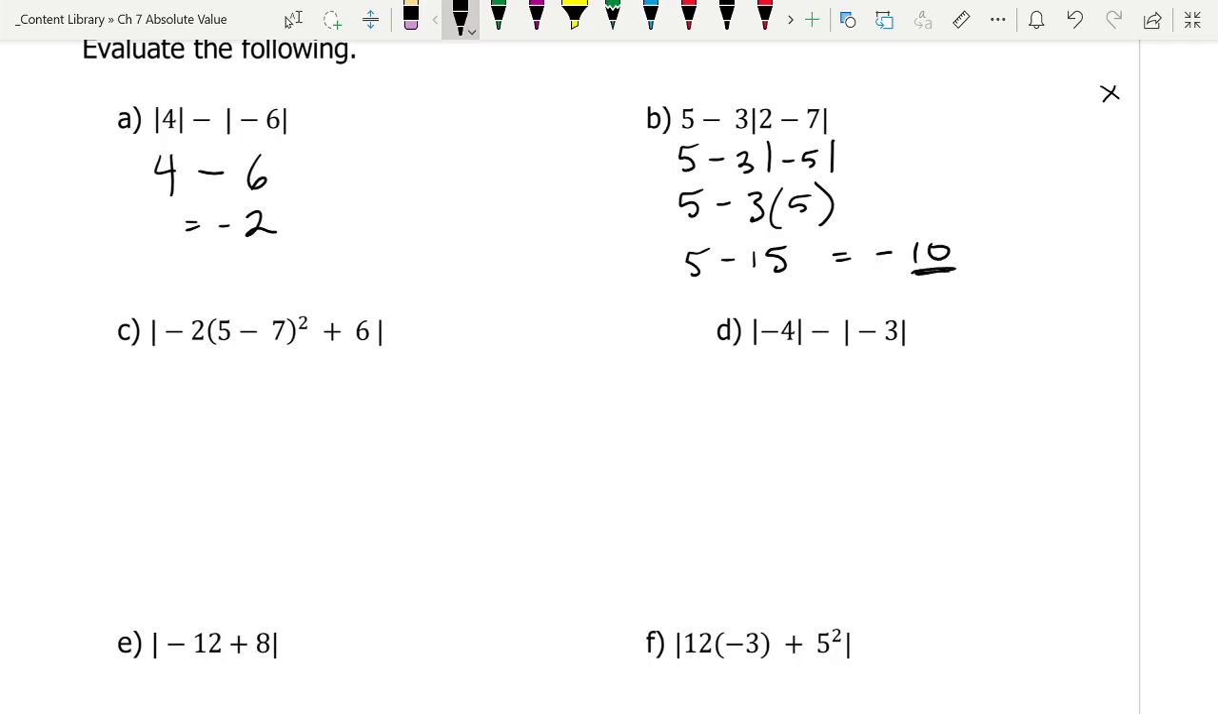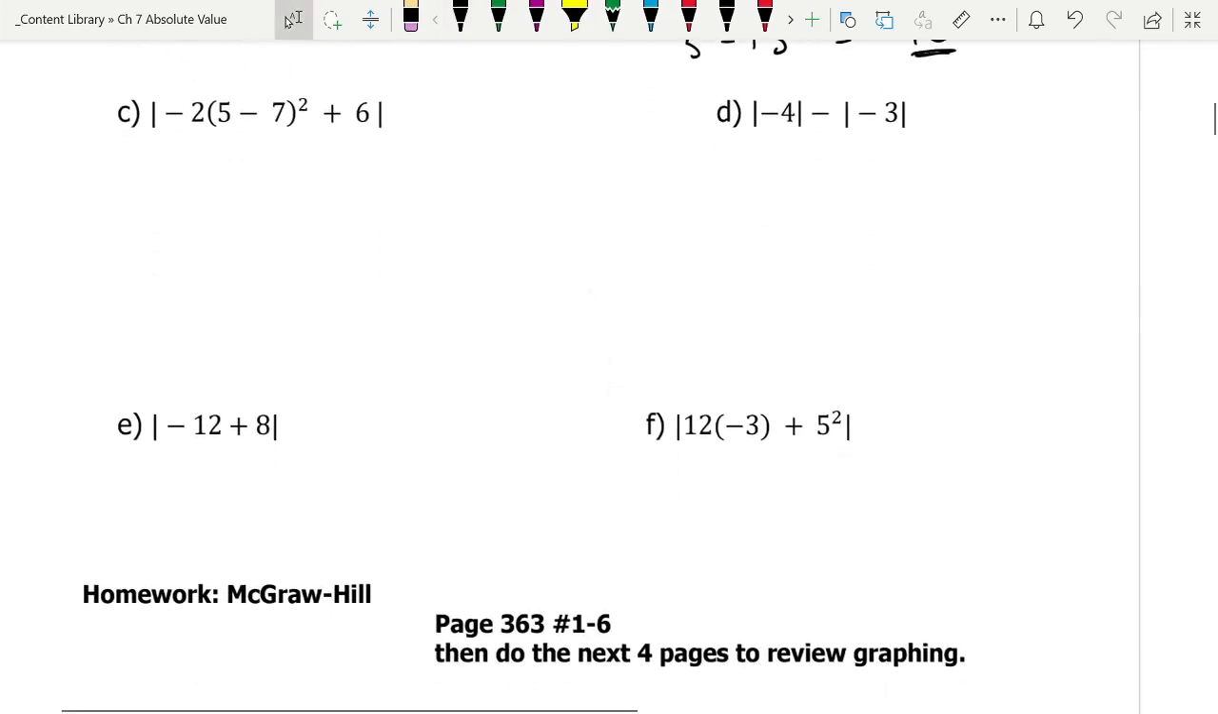How did that go? I'm seeing a few nods positive, but I'm seeing a few people erasing. So, okay, that caught a few of you. All right, let's try C now.